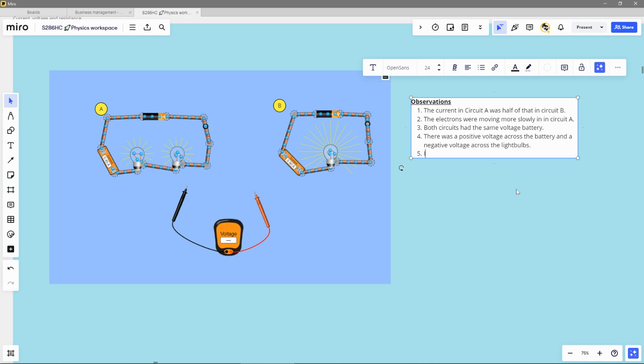And in circuit A, the voltage was shared across the two light bulbs.